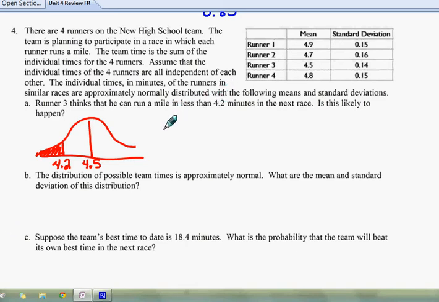So for this problem, we know that the mean is 4.2, standard deviation is 0.14. The answer to the problem is what I'm going to get from doing the normal CDF of, you could either do 0 or negative 99, whatever you'd like, but faster is faster, up to 4.2.